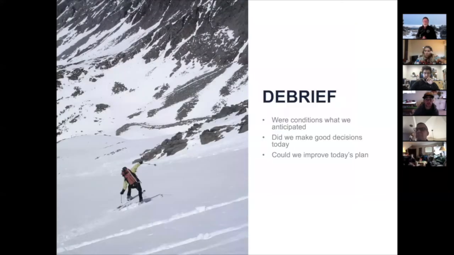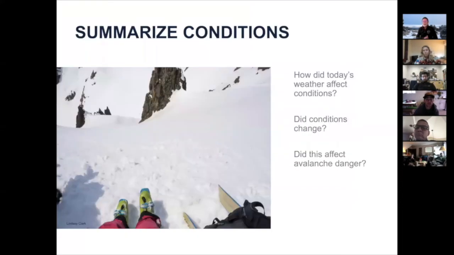So we're looking at, were the conditions what we anticipated? Did what we decided in the morning play out? Did we make good decisions? How can we improve it? The weather. How did it affect it? Did it get warmer? Did it get colder? What changed? How did that affect the avalanche danger?